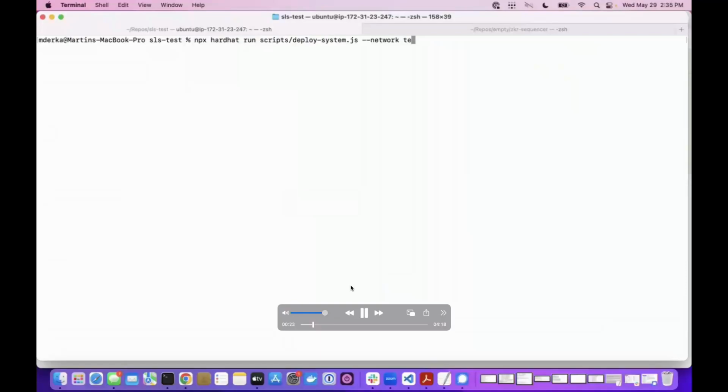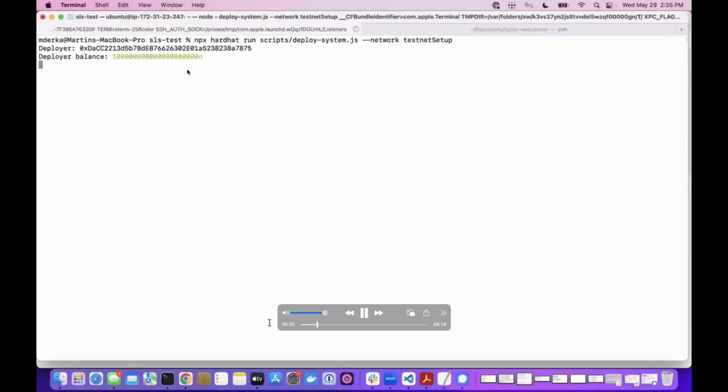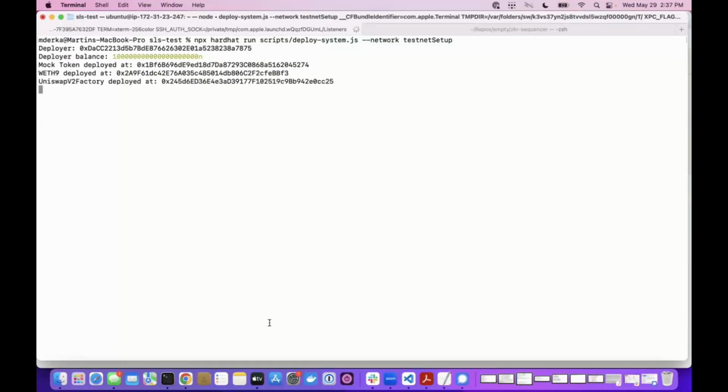So here you can see what I'm doing. I'm going to play this. At the beginning, we are deploying, right? So I am deploying from this account DAC, first the mock token. Then after I deploy the mock token, I deploy WETH. After I deploy WETH, I'm going to start deploying Uniswap.